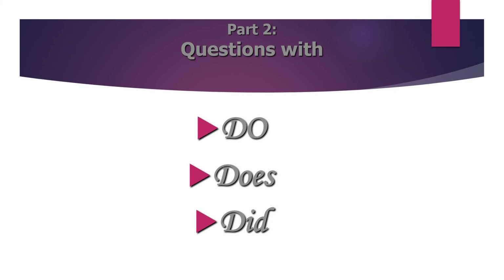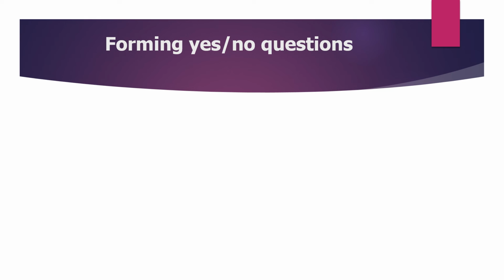This is part 2 of a lesson about questions. Today we're going to be looking at questions that start with these three auxiliary verbs: do, does, and did. So now we're going to be talking about yes or no questions, which are also called close-ended questions.